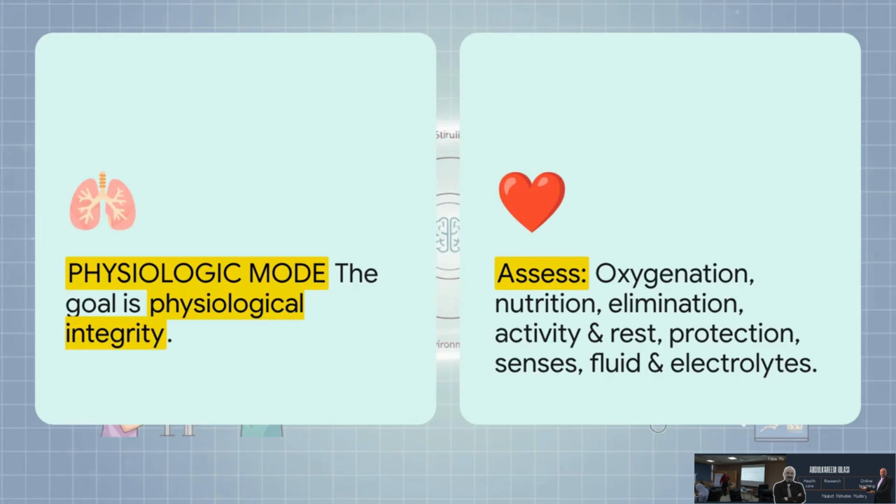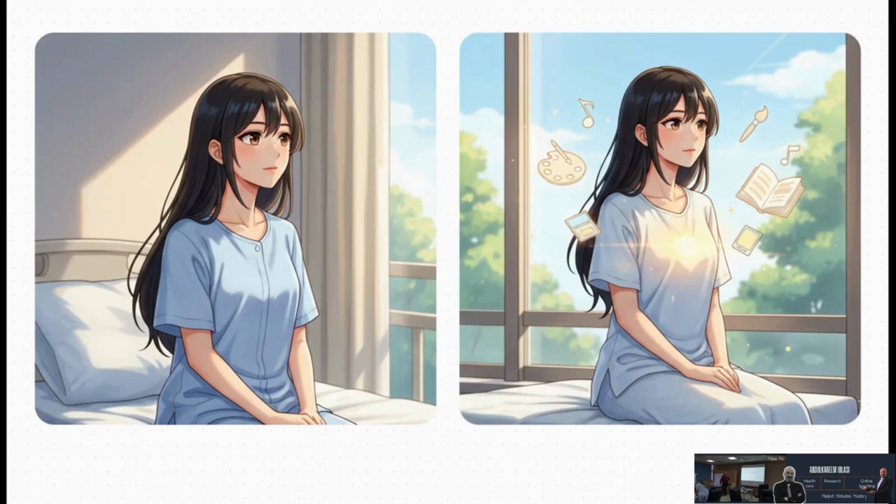First up is the physiologic mode. This is our bread and butter, right? The body's physical and chemical workings. We're talking oxygenation, nutrition, all the stuff we're already great at assessing. The goal here is physiologic integrity. Simple. Second, we have the self-concept mode. Now we're digging deeper. How is this illness affecting who they are as a person? We're looking at their body image, their sense of self, their beliefs. The goal is their mental and spiritual well-being.